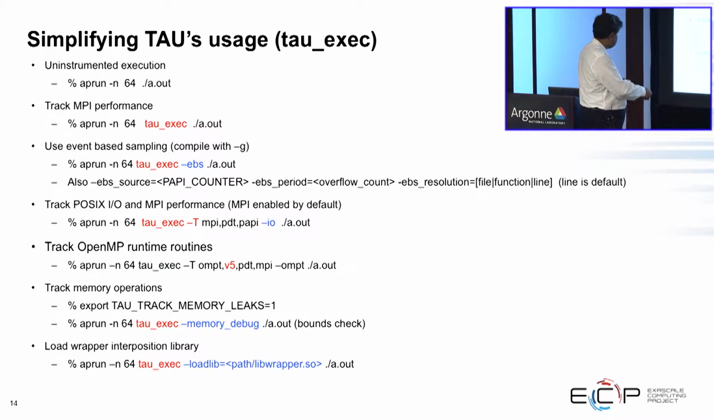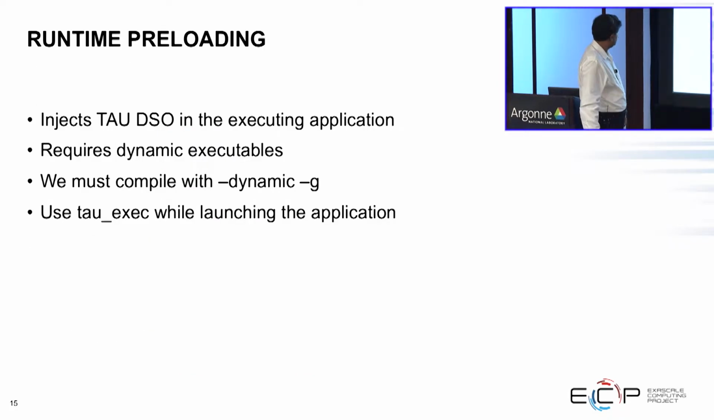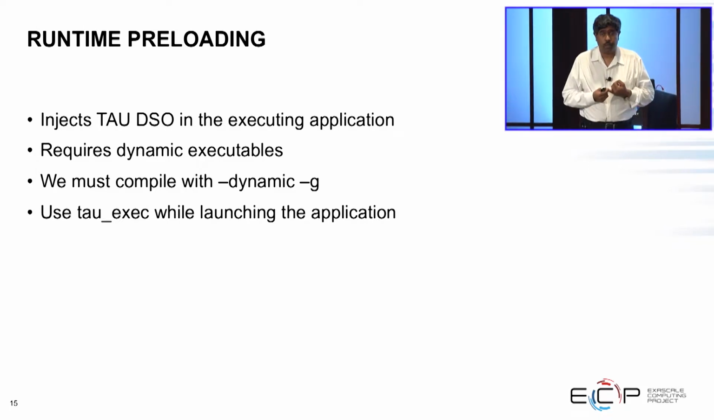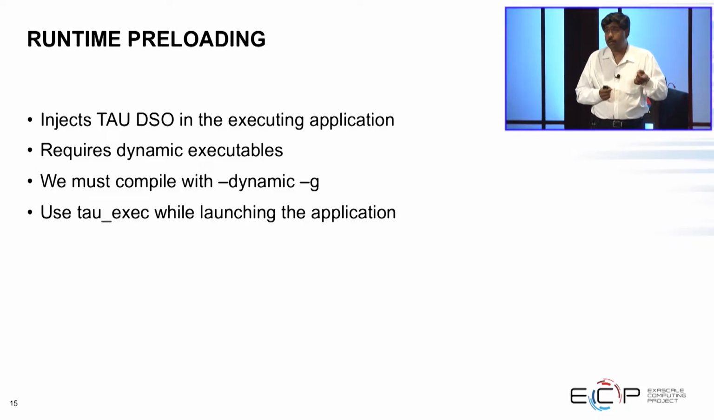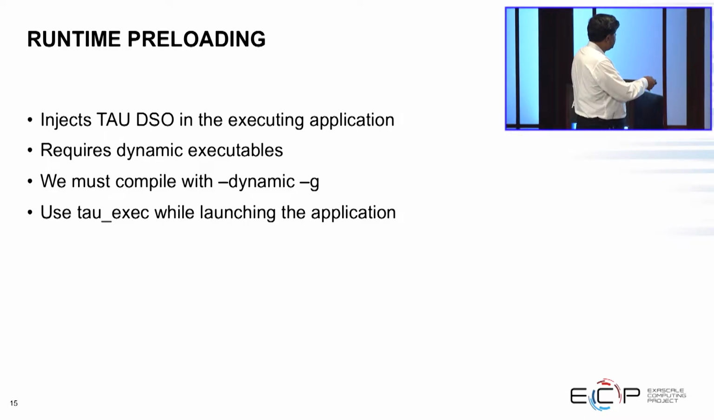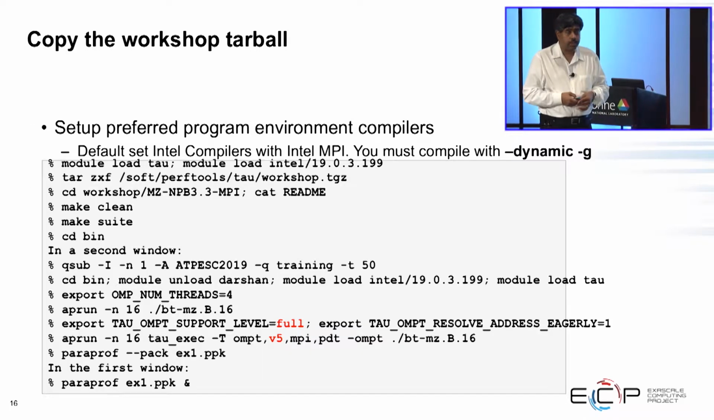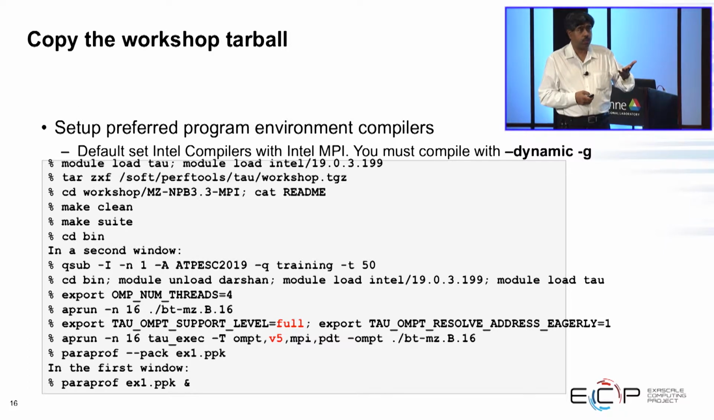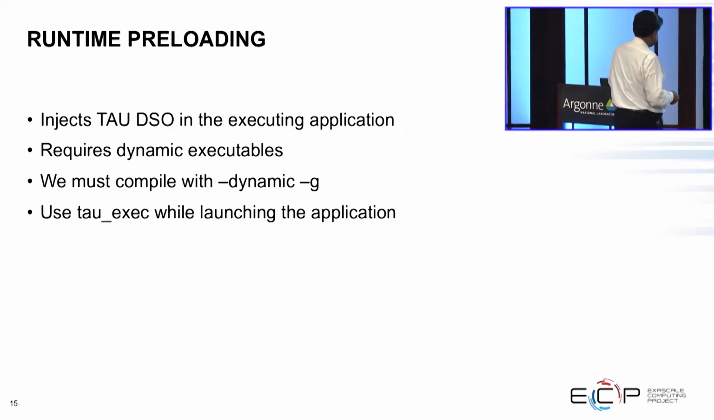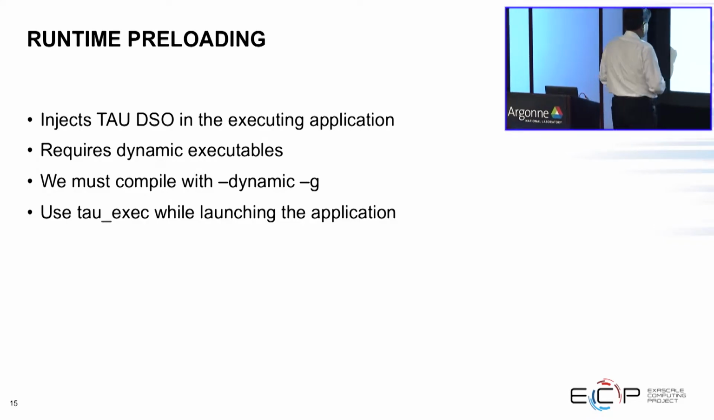You can also track memory leaks. You can load other wrapper libraries using tau_exec, and so on. But the key takeaway over here is you must generate a dynamic executable. How do you do that? In the link line, you just add the -dynamic flag, and it creates a dynamic executable. You must compile your program with the -g option if you want to see the symbol information that shows you the statement line numbers. Okay, you do need to have the -g, and then use tau_exec while launching the application.